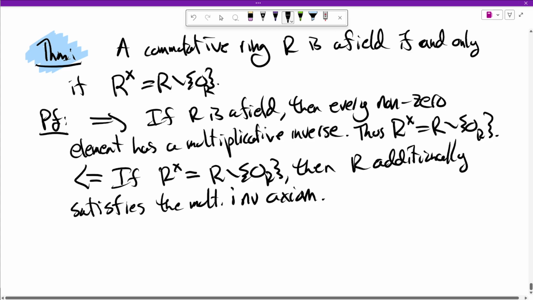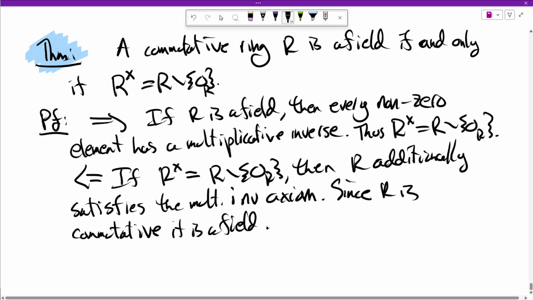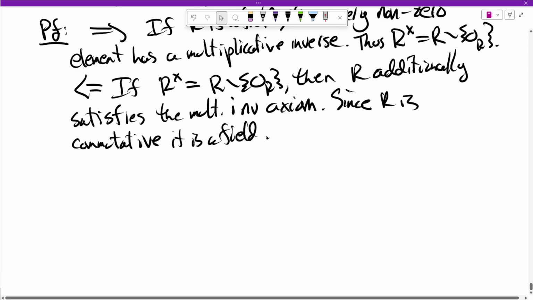So the difference between a ring and a field is two properties, every non-zero element having a multiplicative inverse and commutative. But our ring is commutative, so since R is commutative, it is a field, because it has those two missing properties to promote ourselves from a ring to a field.